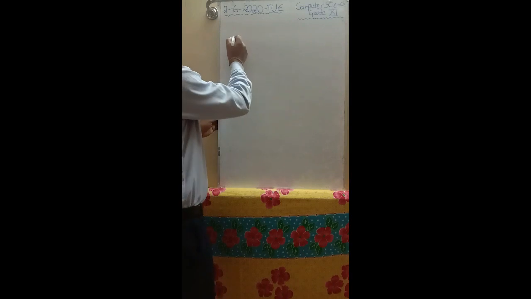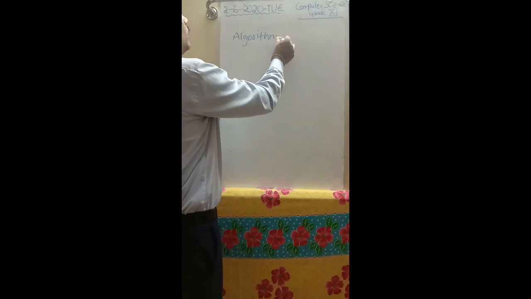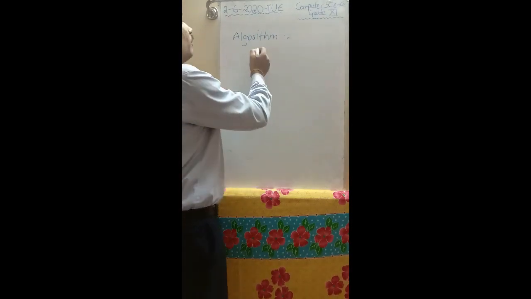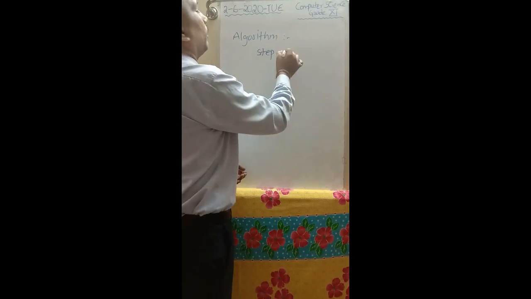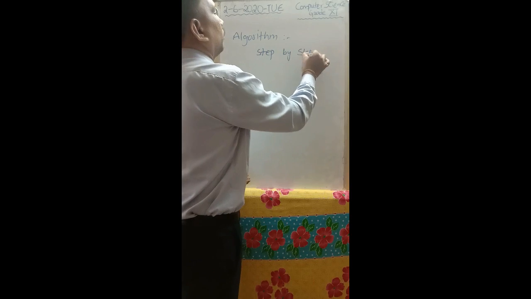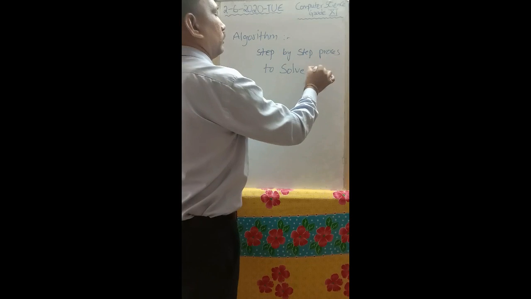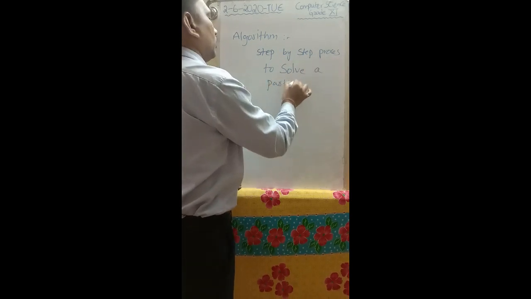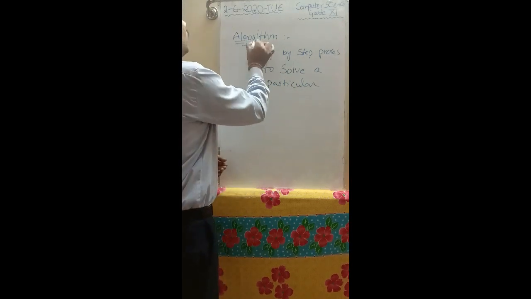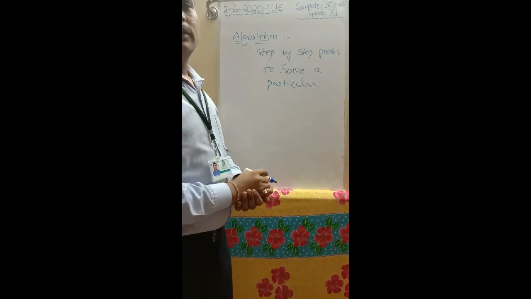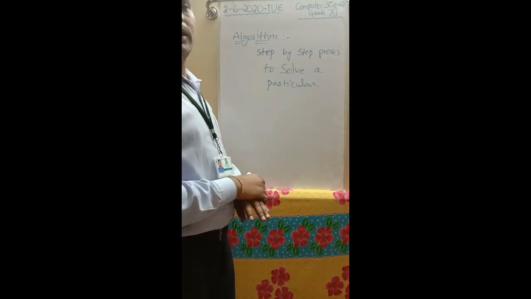So what is meant by an algorithm? An algorithm is a step-by-step process to solve a particular problem in a particular domain. By using the computer system we solve our problems. Computations can be done through this computer system.